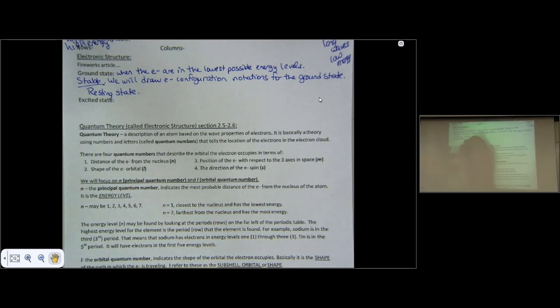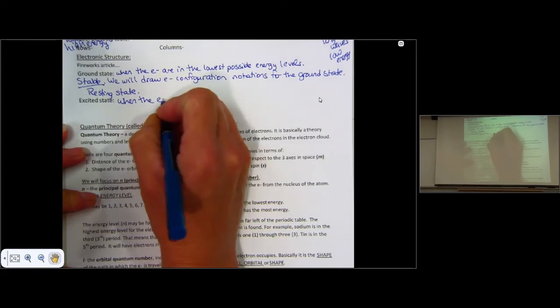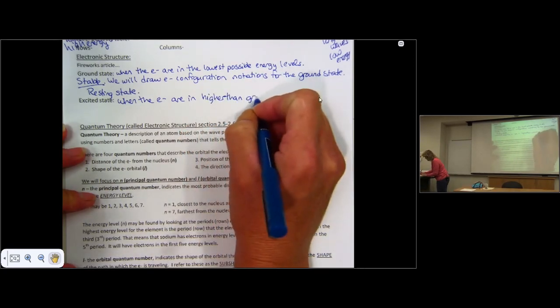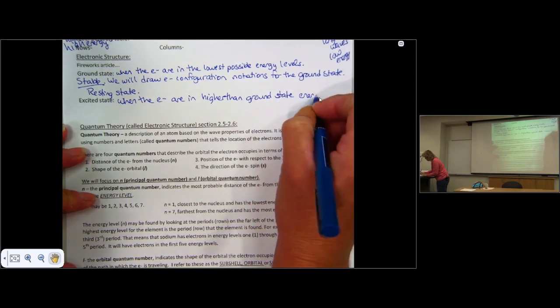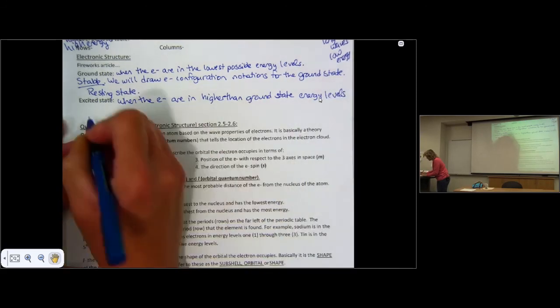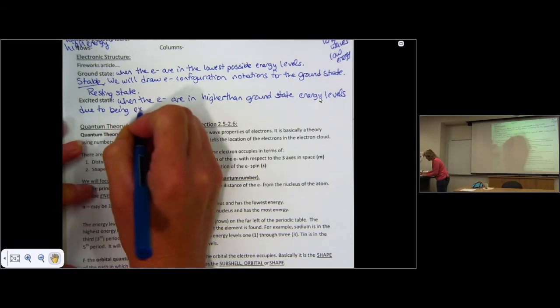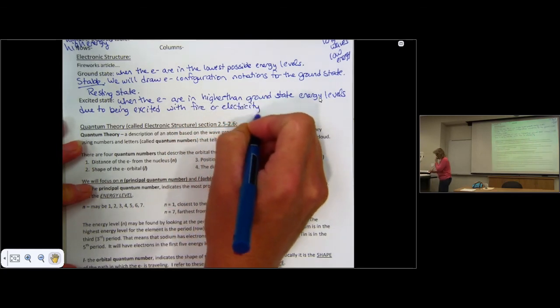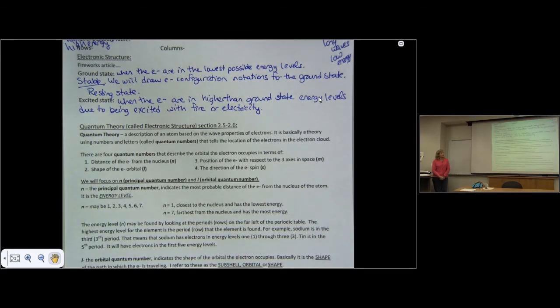The excited state is when the electrons are in higher than ground state energy levels due to being excited with fire or electricity. It is unstable. The excited state is unstable.